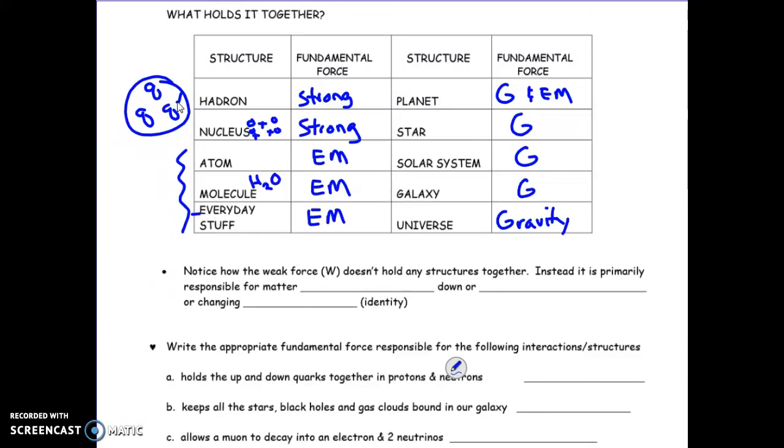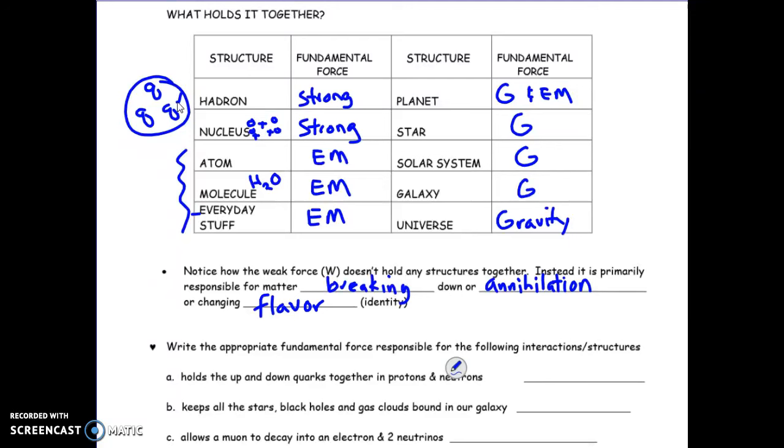Okay, so we see a pattern here as we go from the smallest to the largest, of which force takes over. And if you'll notice, the force that isn't showing up is the weak force. So the weak force really doesn't hold structures together. Instead, it is primarily responsible for matter breaking down, annihilating, or changing flavor. And changing flavor is a way of saying changing its identity.